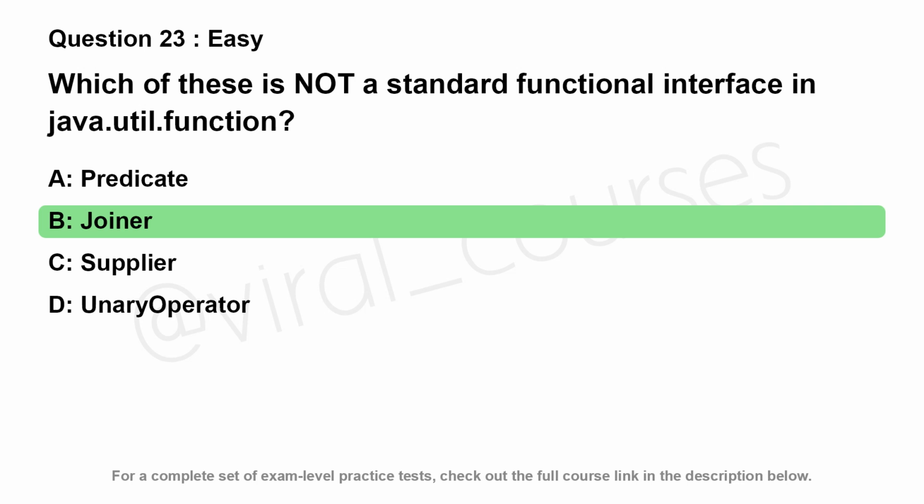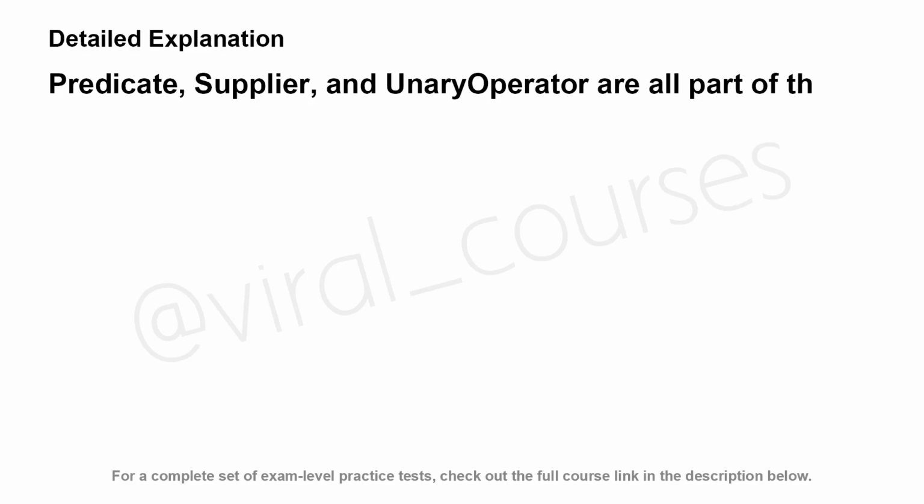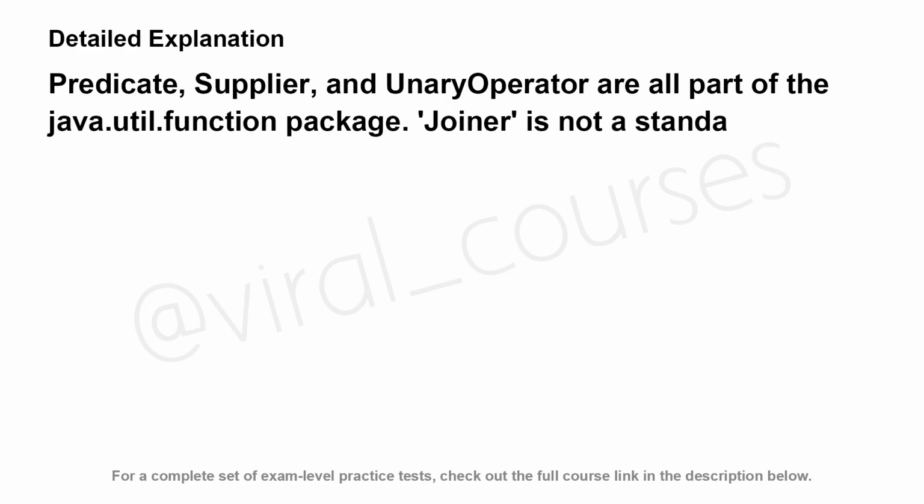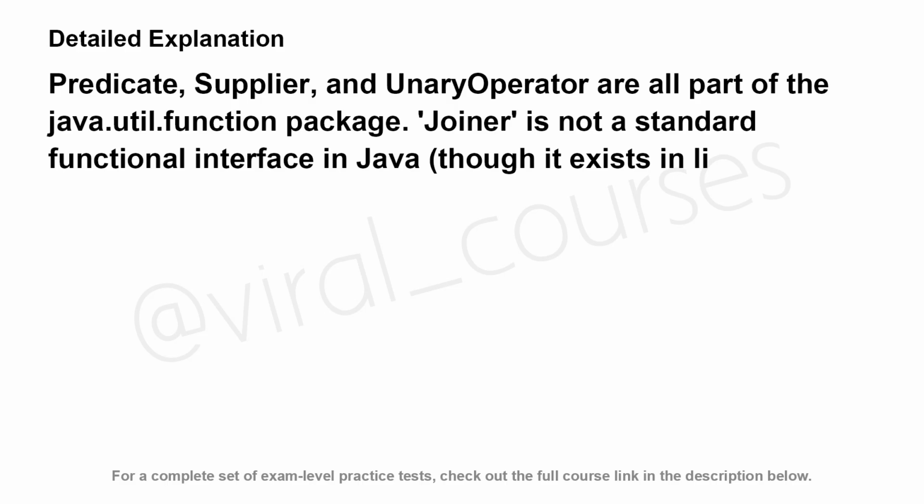The correct answer is B. Predicate, Supplier, and UnaryOperator are all part of the java.util.function package. Joiner is not a standard functional interface in Java, though it exists in libraries like Google Guava.